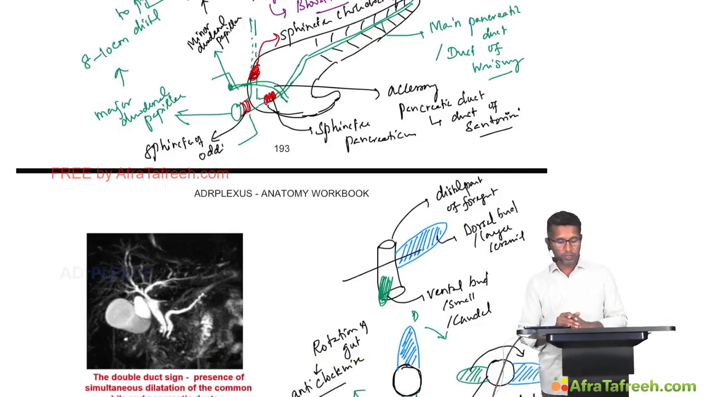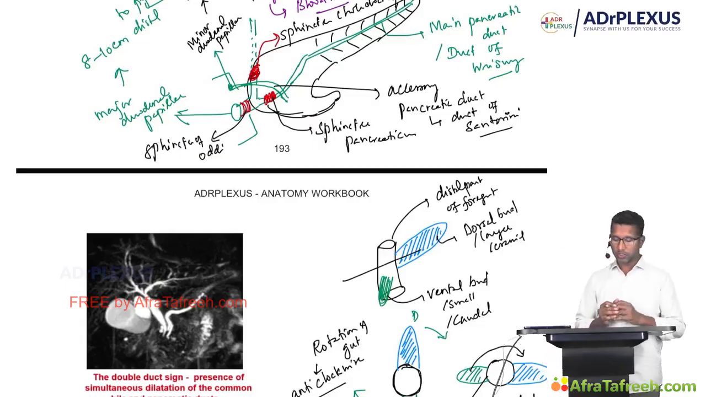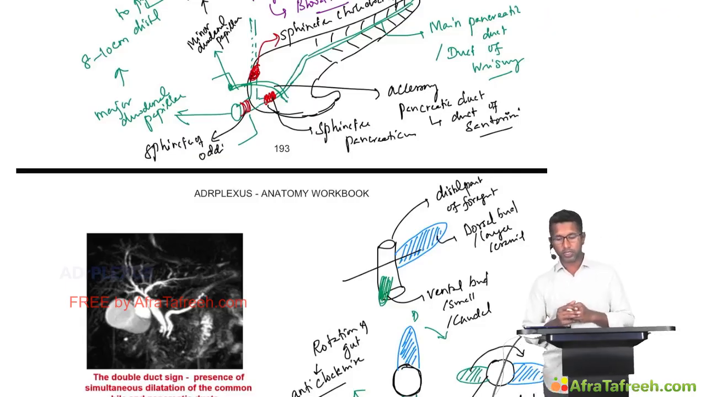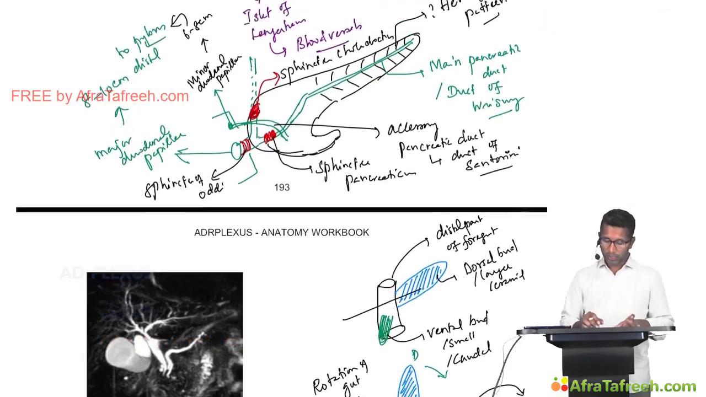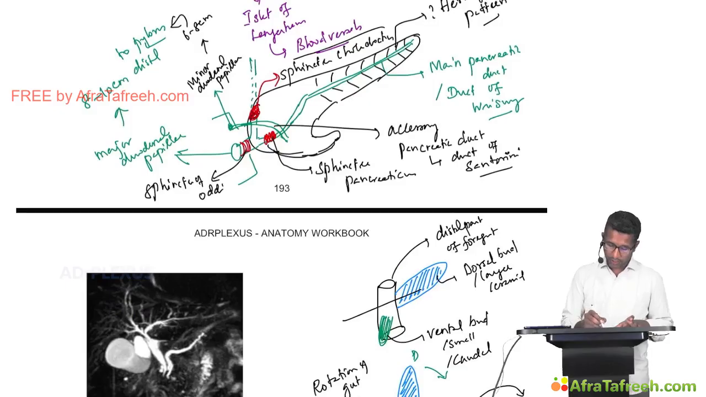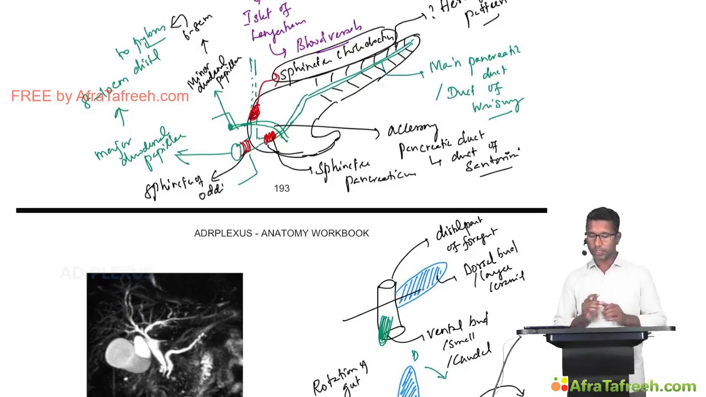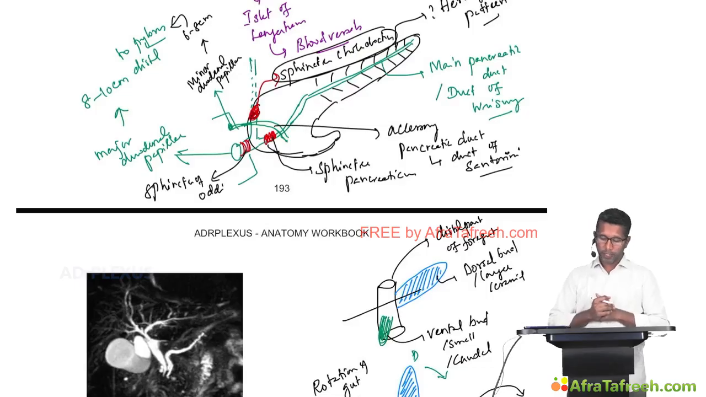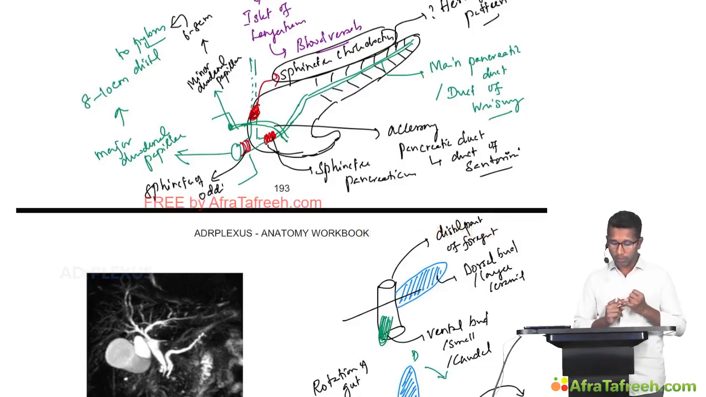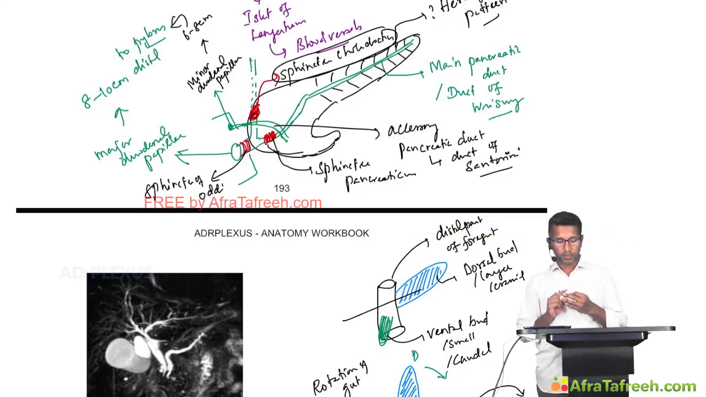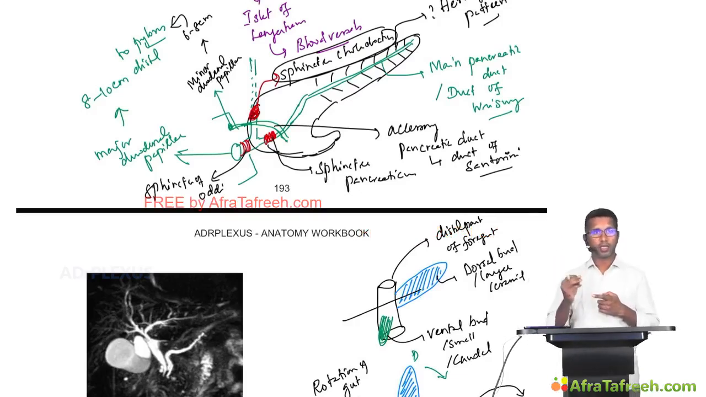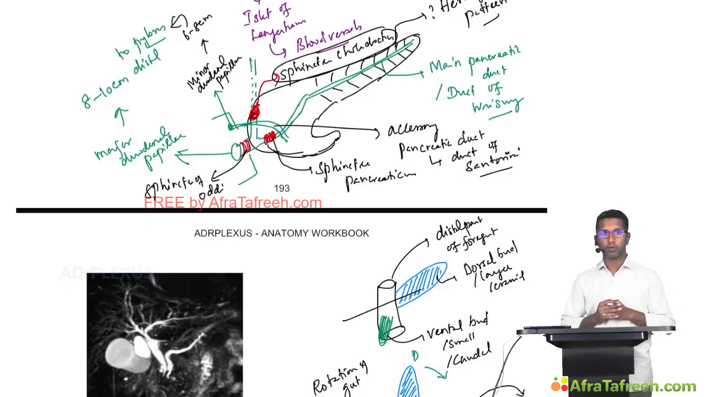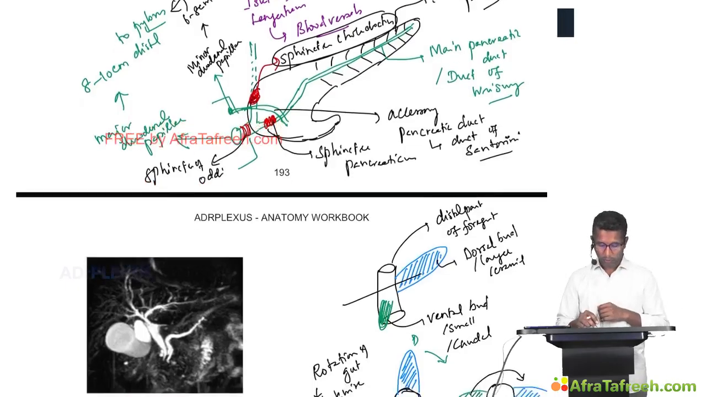Now if somebody asks you, you have three sphincters here, which is the strongest among these three? The strongest sphincter among these three is the sphincter choledochus. So the herringbone pattern is important. The duct system is important. The duct of Wirsung and the duct of Santorini are important. Where they open is also important.